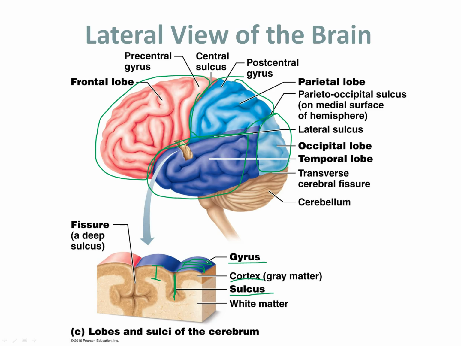A couple of other landmarks that are important are the precentral gyrus, the one in front of the central sulcus. The central sulcus divides the frontal lobe from the parietal lobe and goes all the way down from the top of the brain all the way down to the lateral sulcus between the temporal lobe and the frontal and parietal lobes. The postcentral gyrus is just behind the central sulcus.